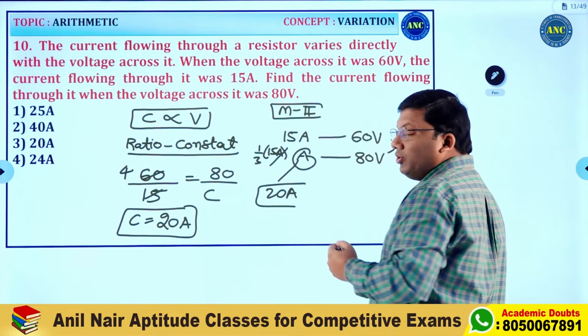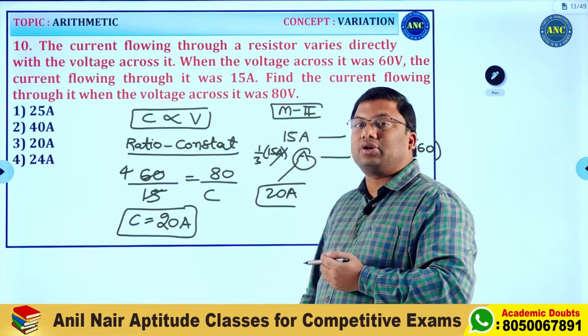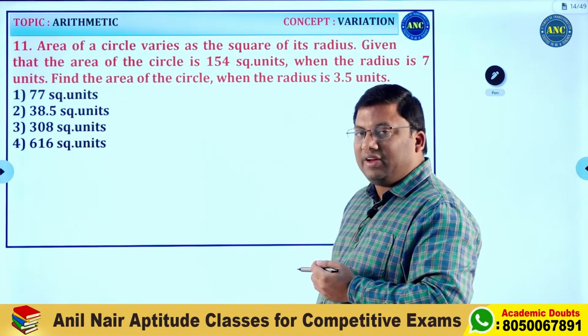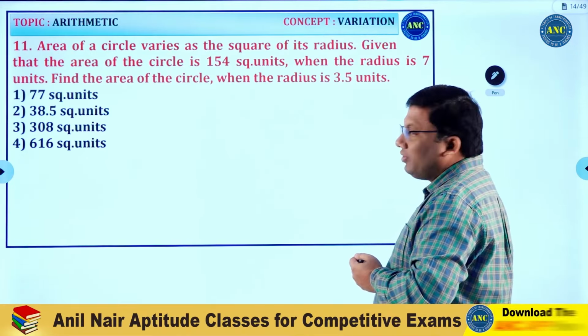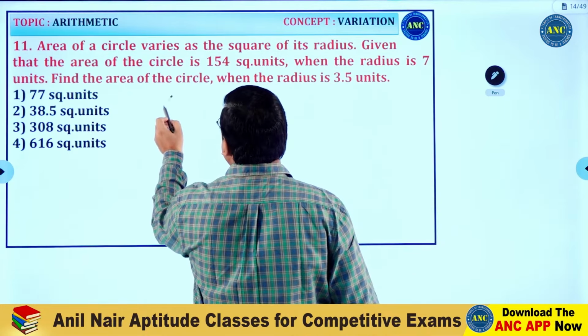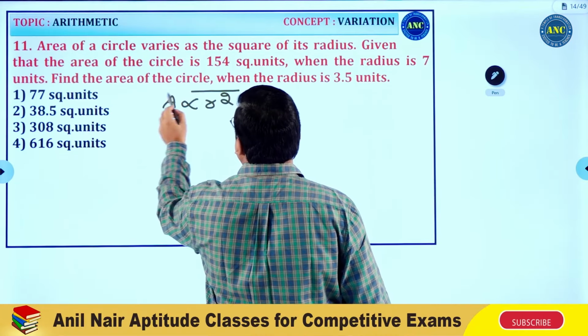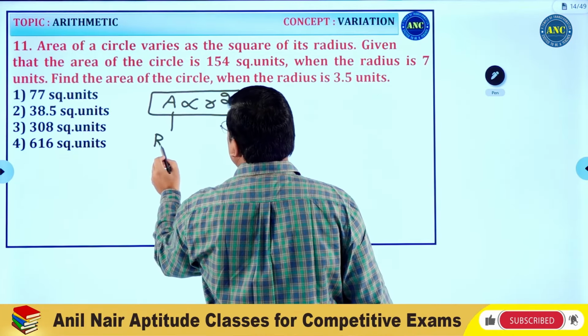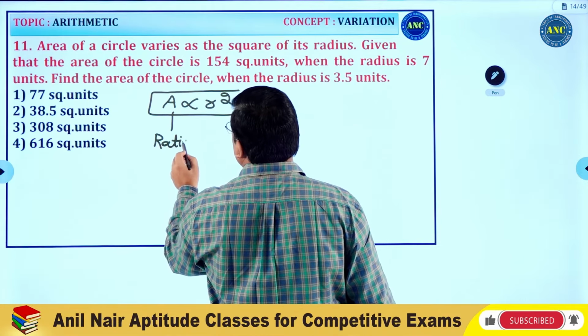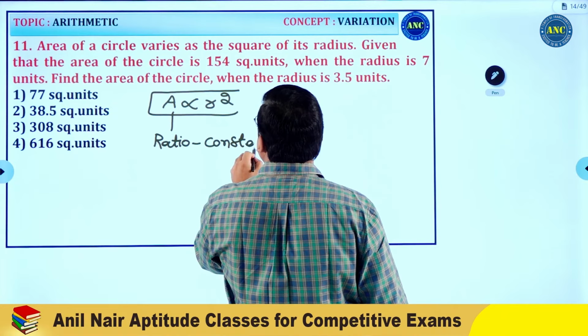The idea is to tell you that as the numerical value changes, at times this method 2 will give you the answer very, very fast. 11th one. Area of a circle varies as the square of its radius. A is proportional to R square. Directly proportional. What is constant? Ratio is constant.